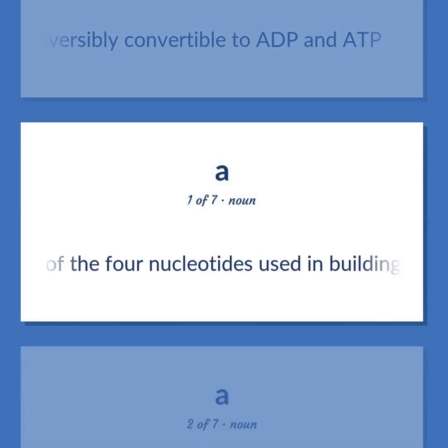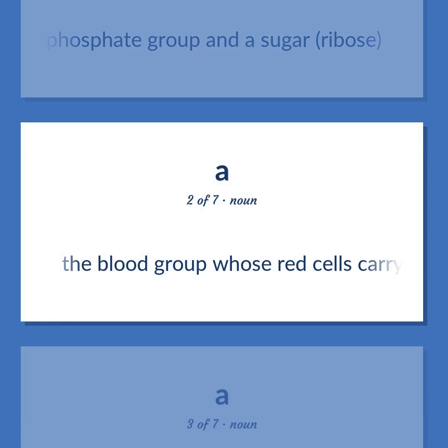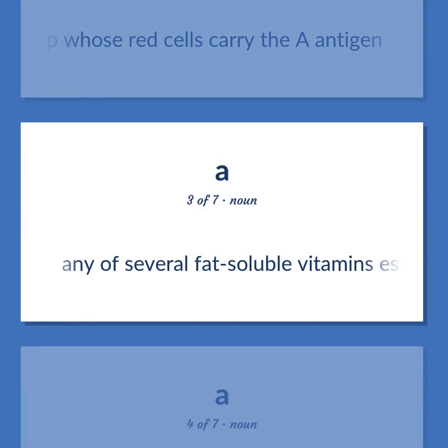One of the 4 nucleotides used in building DNA. All 4 nucleotides have a common phosphate group and a sugar, ribose. The blood group whose red cells carry the A antigen. Any of several fat-soluble vitamins essential for normal vision. Prevents night blindness or inflammation or dryness of the eyes.